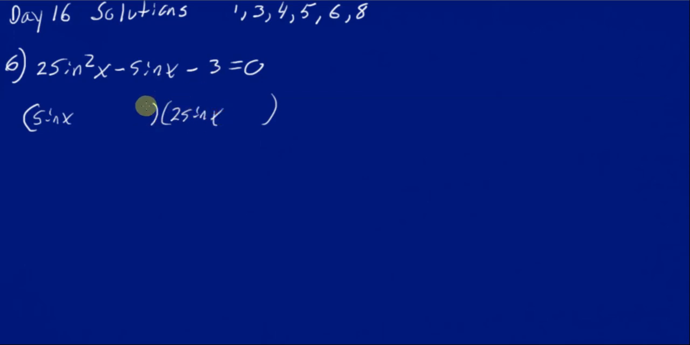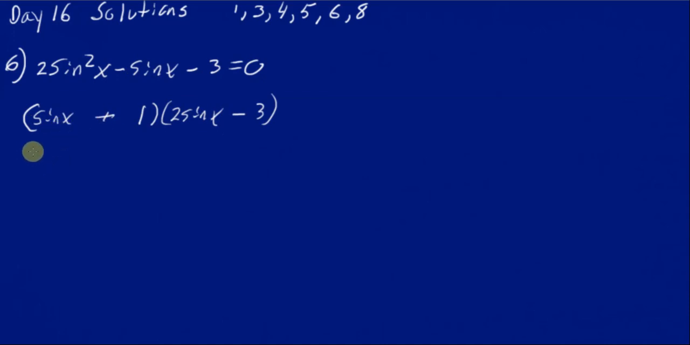It's only 1 and 3, so does 1 go here or does 3 go here? We need a difference of 1. So if I put a 1 there, that gives me 2 sine x, and the outers then will give me 3 sine x. Difference of 1 needs to be negative, so minus 3 and plus 1.